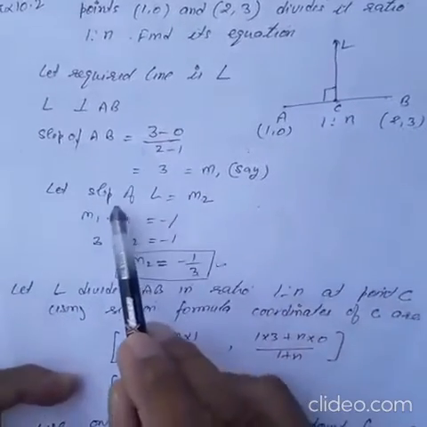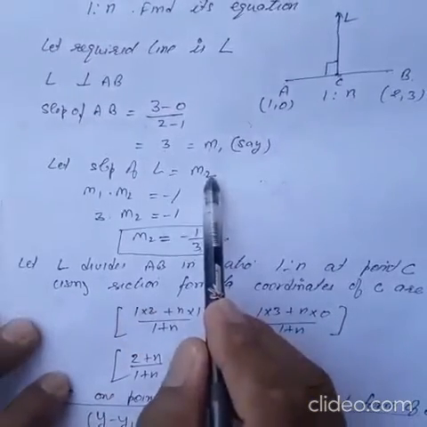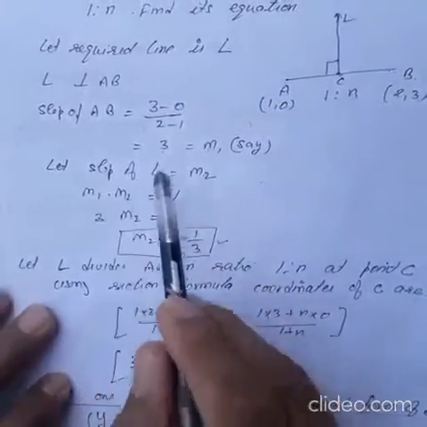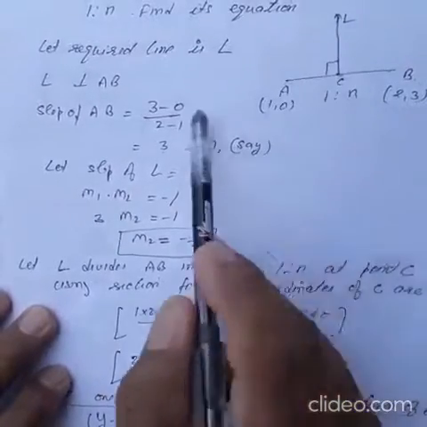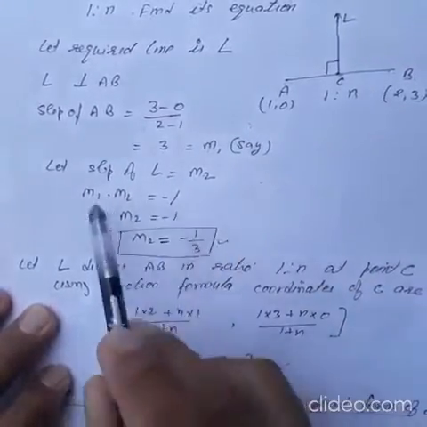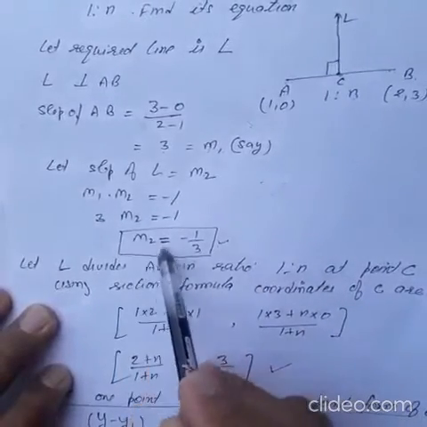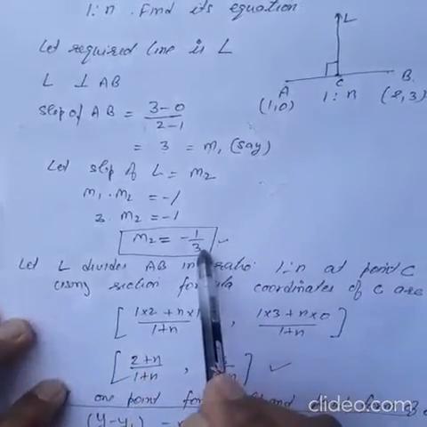Let the slope of the required line be m2. Now the product of m1 and m2 will be minus 1, because these two lines are perpendicular. So m1 is 3. Calculating the value of m2, it will be minus 1 upon 3.